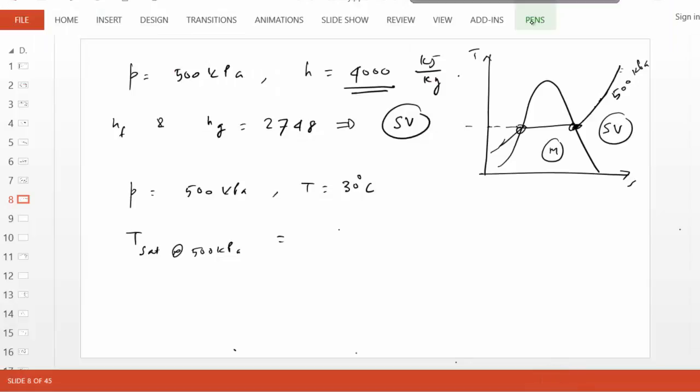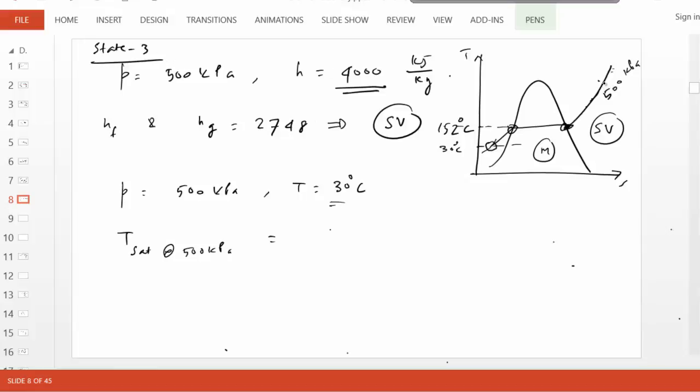So this temperature is 152.2 degrees Celsius. So at 500 kPa, if you put a pressure cooker at 500 kPa, water will be boiling at 152 degrees Celsius. But what temperature do we have here? 30 degrees. So suppose this is the 30 degree line. Therefore the state that is given must be somewhere here. Let's put some state numbers. Suppose we call this state 3, which was somewhere here if you recall, and this is state 4.